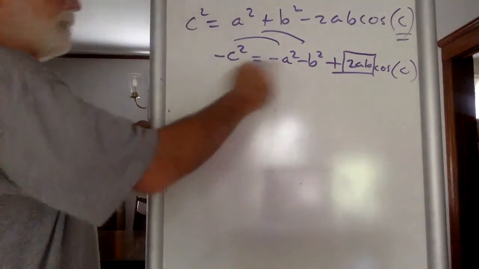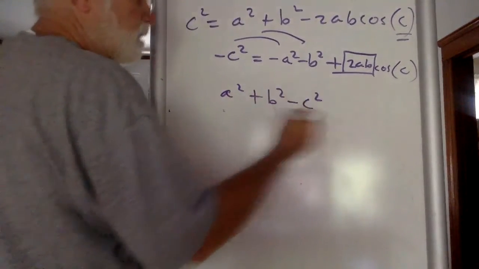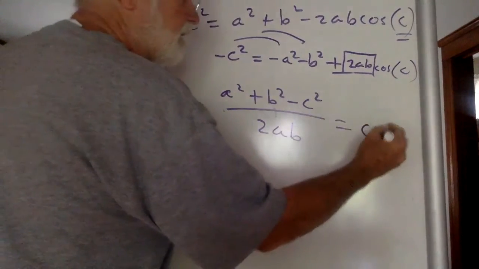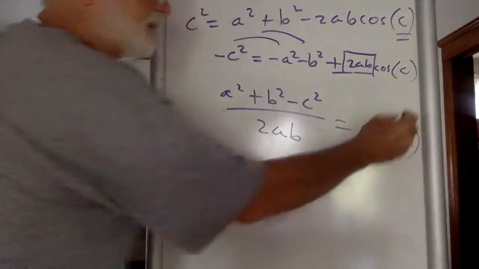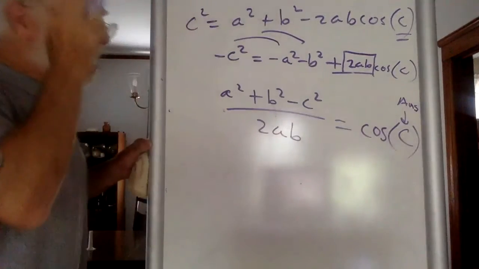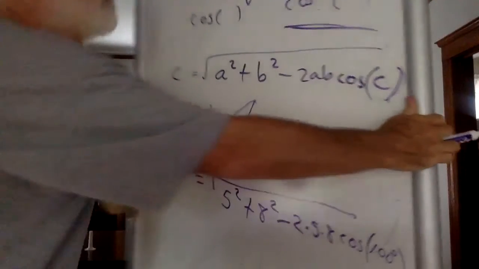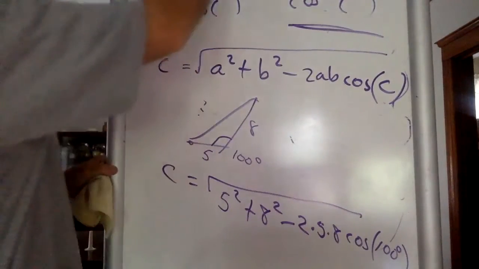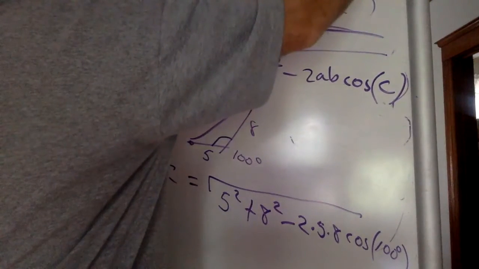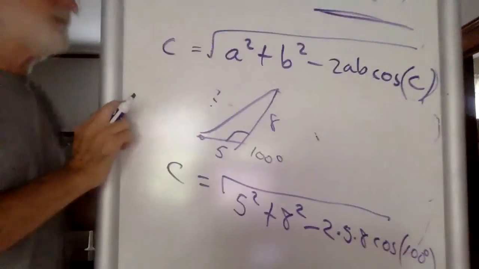So what do we get? Positive a squared, positive b squared, minus c squared, divided by 2ab equals cosine of big C. And what is big C? An angle. We're trying to find an angle. What symbolic notation finds an angle? We use angles over here. Oh yes, ratios. Ratios with this language find angles.